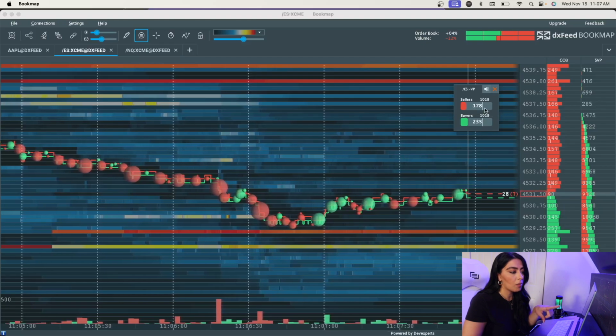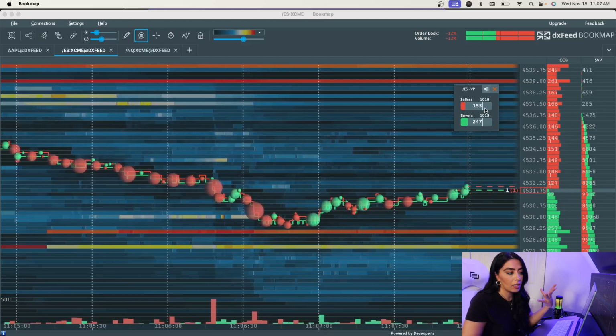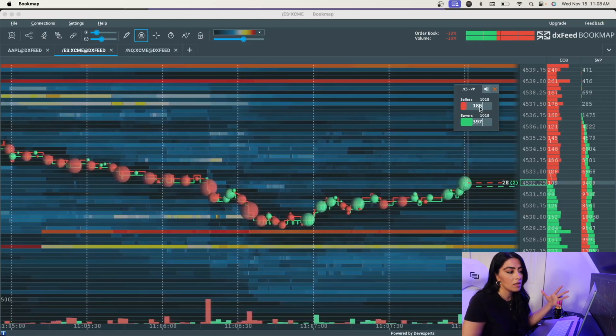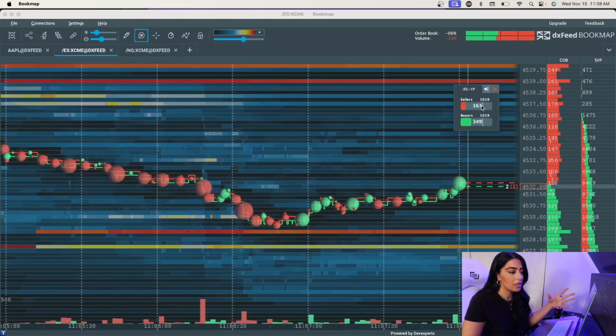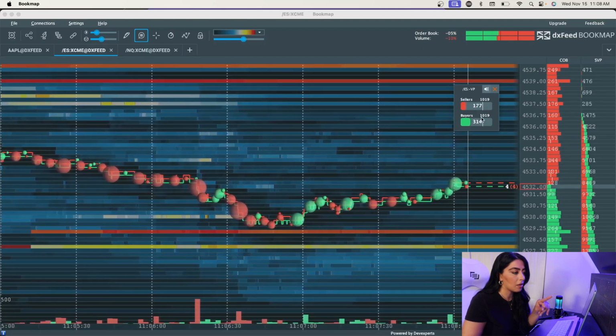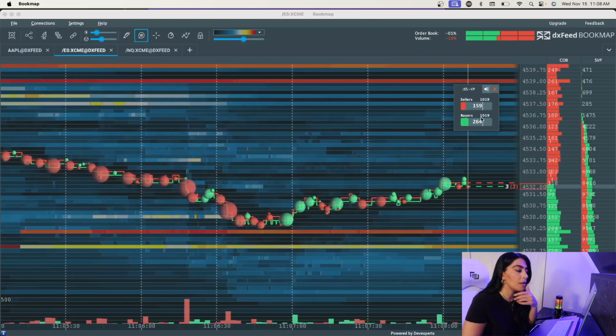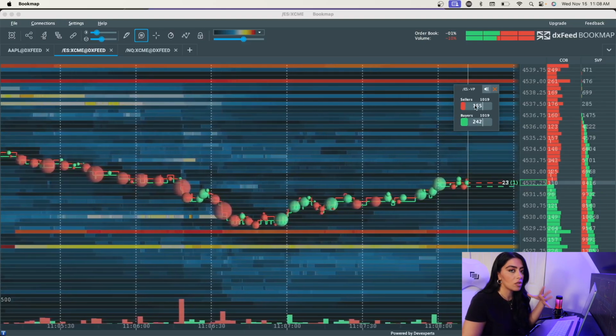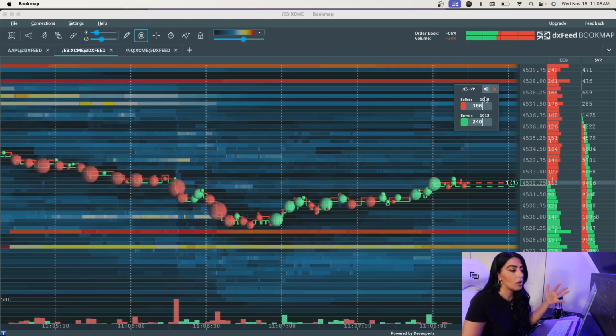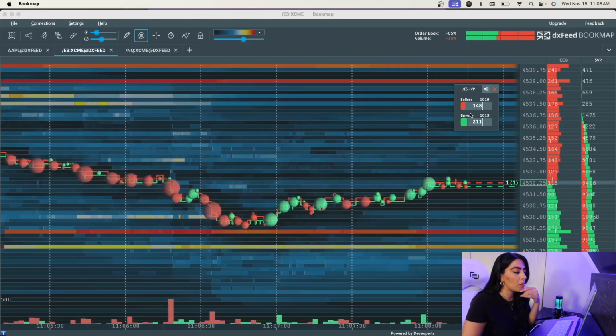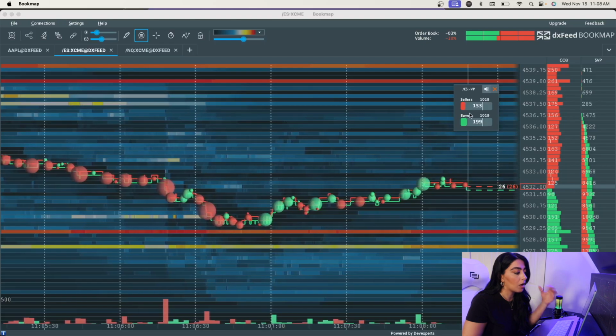I don't think this is running properly on my MacBook, because it's usually in the hundreds of thousands or millions that you'll see on this ticker. These are not accurate numbers here. I think it's because I'm running it on my MacBook. When I run this on my PC, you'll see hundreds of thousands or millions of selling and buying pressure when it comes to the volume.